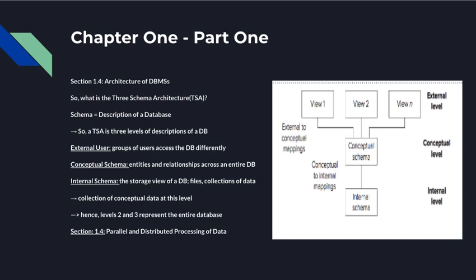In section 1.4, we're talking about the three schema architecture. We're going to call this TSA. Let's begin by defining the word schema. When we say schema, what we really mean is a description of the database. So a three schema architecture really means three descriptions of a database, or more specifically, three levels of descriptions of a database. We might see one level here, a second level here, and a third here: the external user level, the conceptual level, and the internal level.